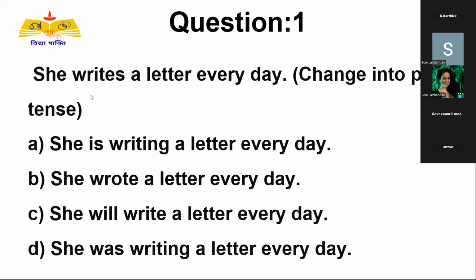Yeah. She writes a letter every day. Change it to past tense. You would have noted down the question. A: She's writing a letter every day. B: She wrote a letter every day. C: She will write a letter every day. D: She was writing a letter every day.